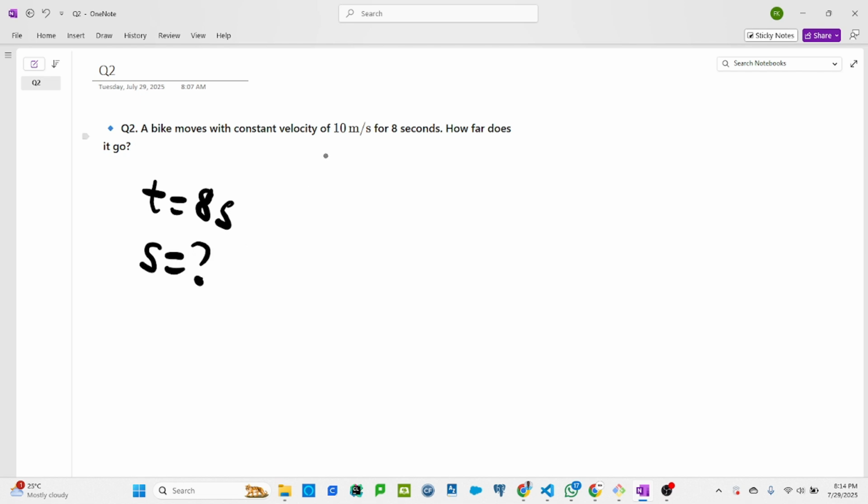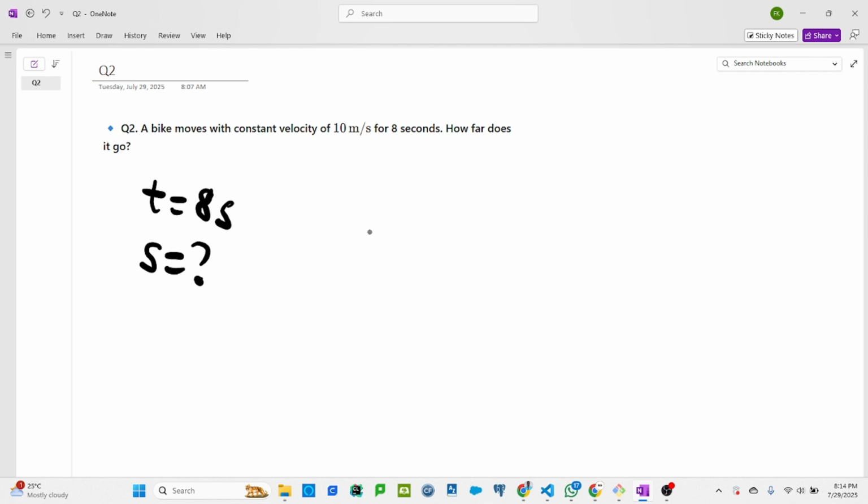And they talk about constant velocity. We need to be very careful about this question. Constant velocity means that whatever you start with is the same thing that you are using. It doesn't change over time. So it means that the initial velocity and the final velocity are going to be the same.